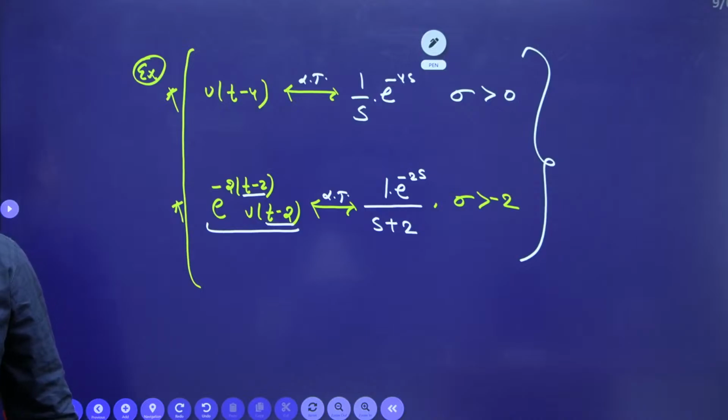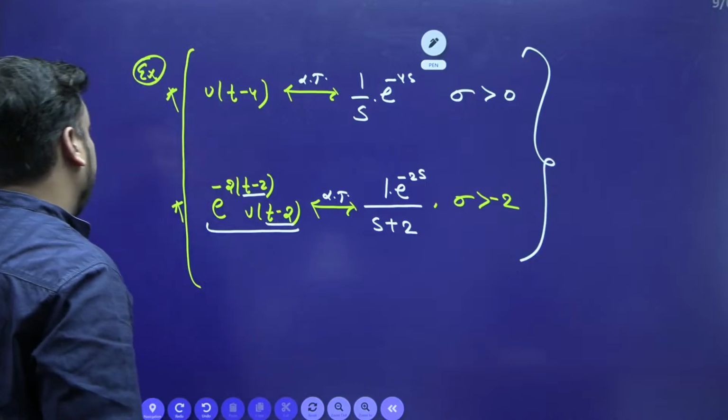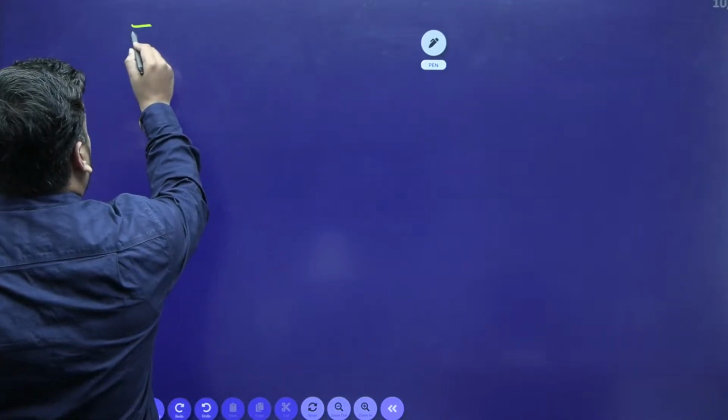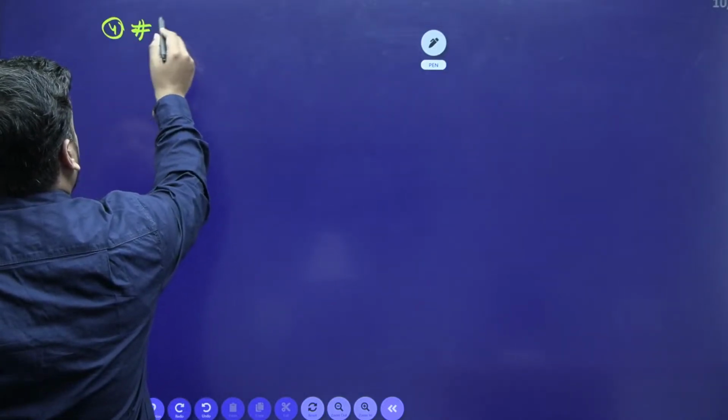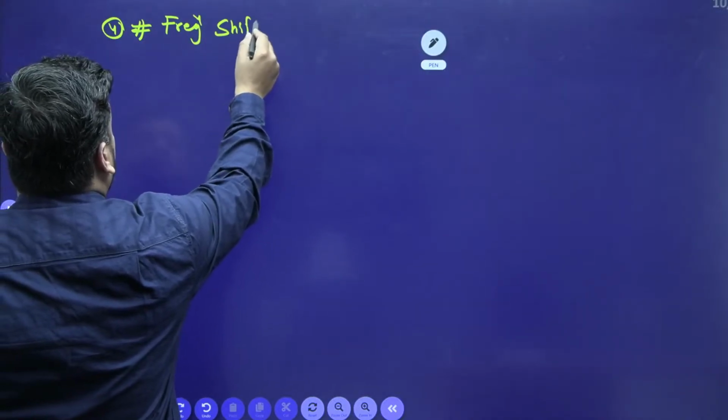So time shifting property does not affect the ROC because it does not affect the pole. Next, the next property number 4, I am writing here frequency shifting property.